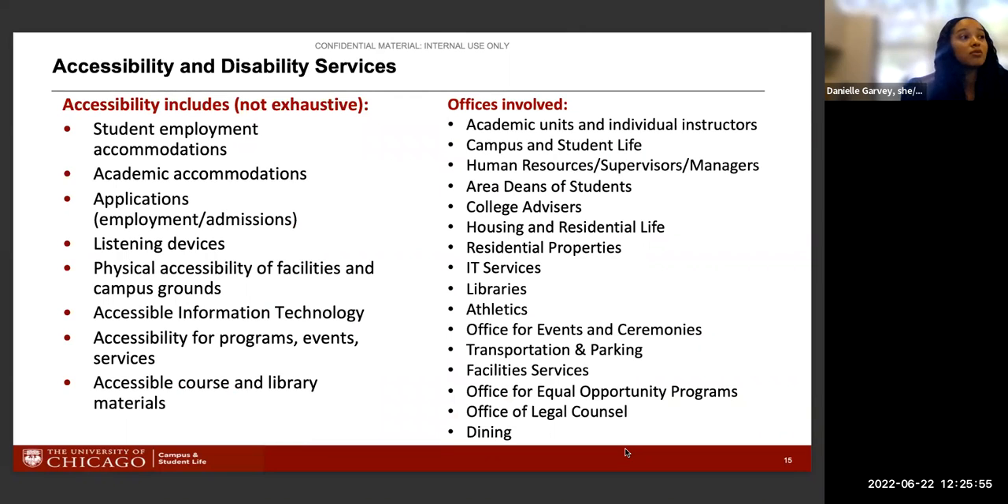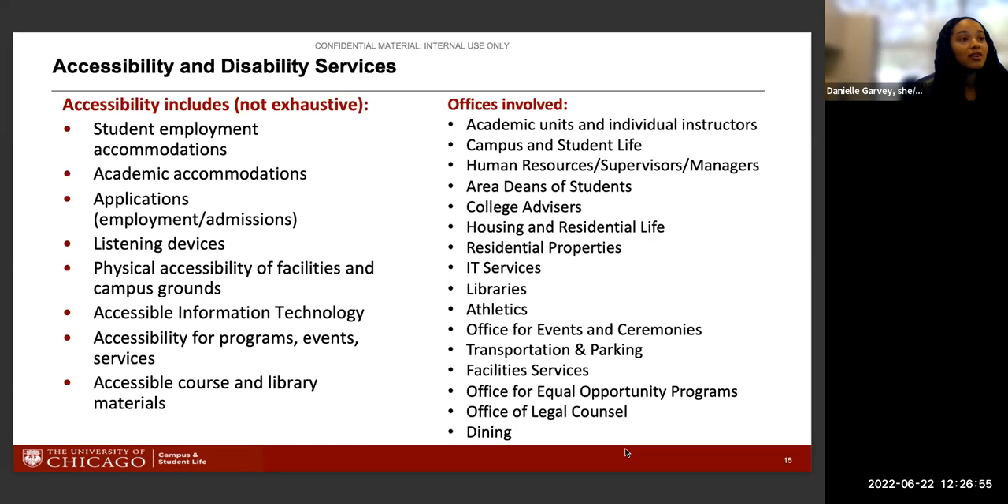So we work with different areas of student life. And that may include students who may need employment accommodations for any jobs on campus or internships as well. Academic accommodations that may apply to the classroom, to assignments, homework, or tests. Applications, like the university applications that are available to all students. Listening devices for students who may use any sort of FM devices or hearing aids that require Bluetooth compatibility with a microphone in the classroom. Physical accessibility of facilities and campus grounds, most commonly identifying accessible routes on campus. Accessible information technology. Accessibility for programs, events, and services. So any university hosted or sponsored events we do work with to provide accommodations. And then accessible course and library materials.